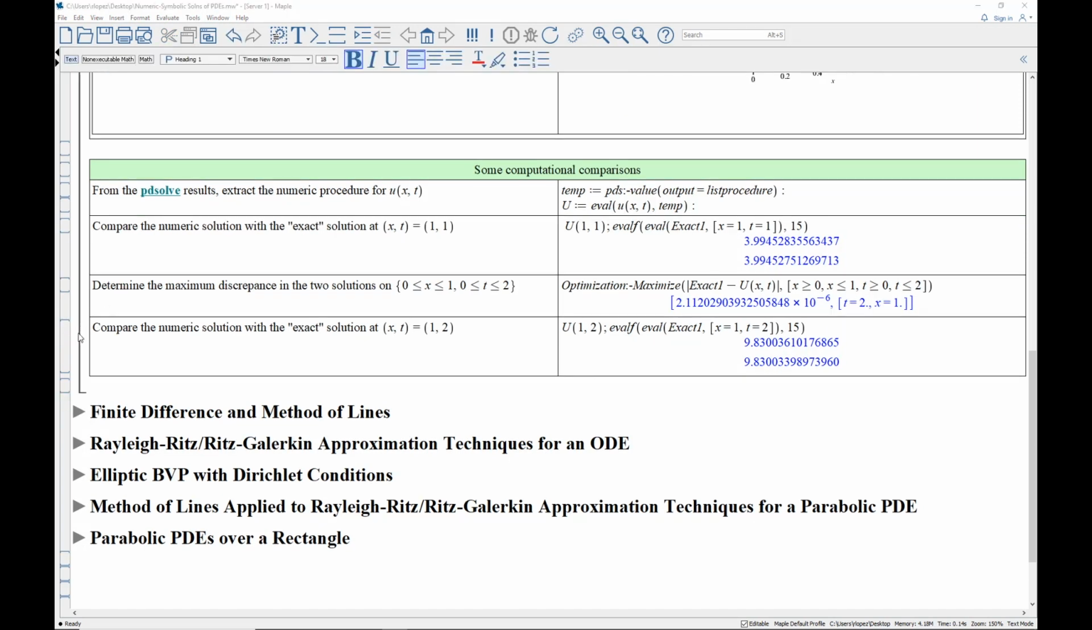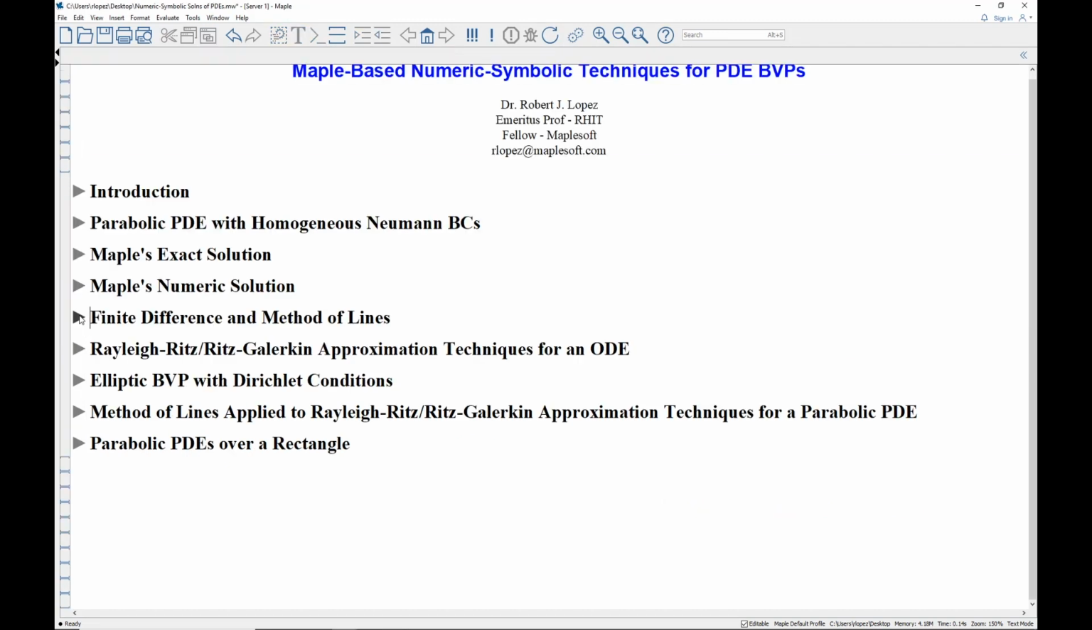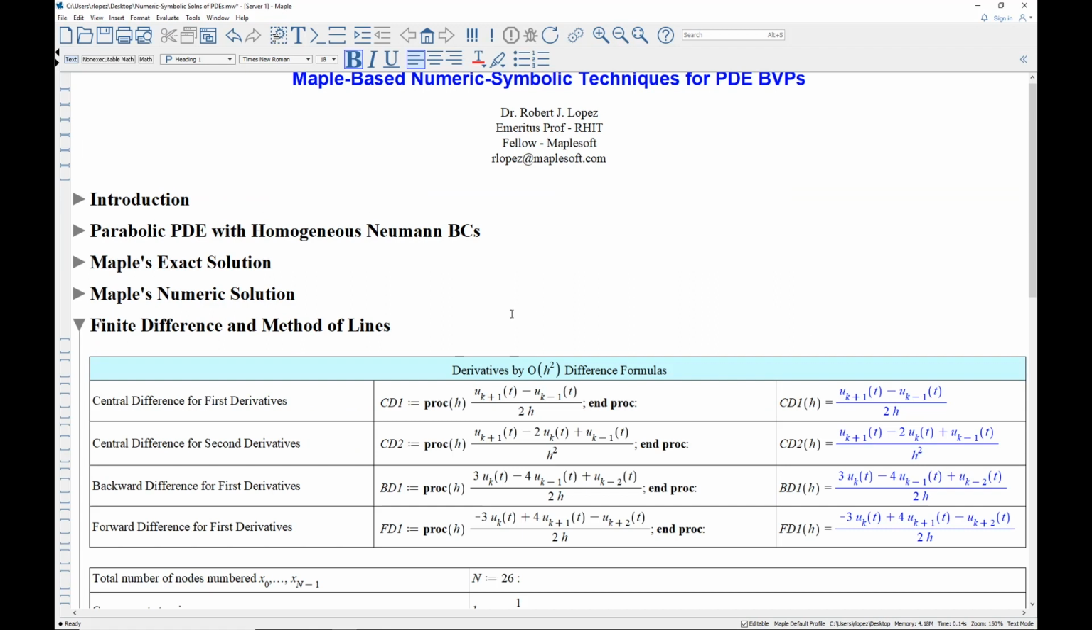Maple's numeric solver is a finite difference solver. But now let's take a look at a finite difference approach that Dr. Dow used, including the method of lines.